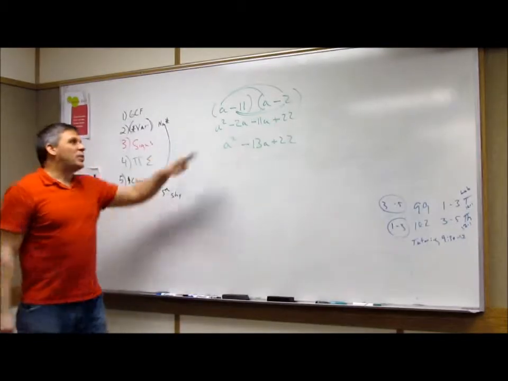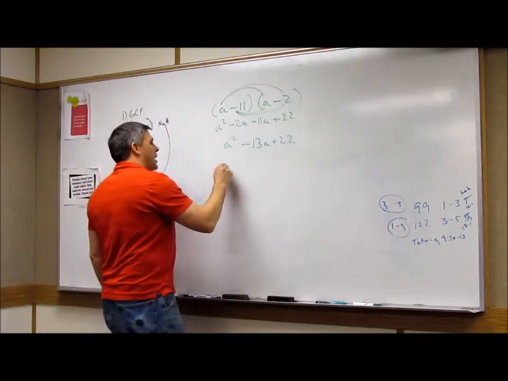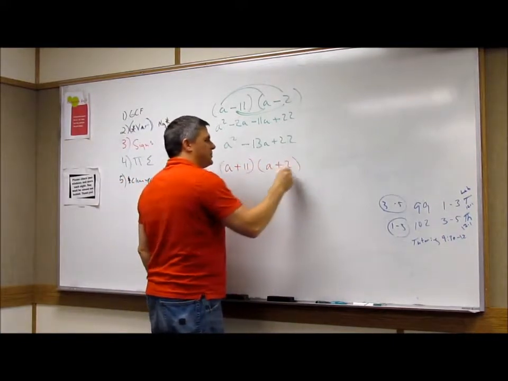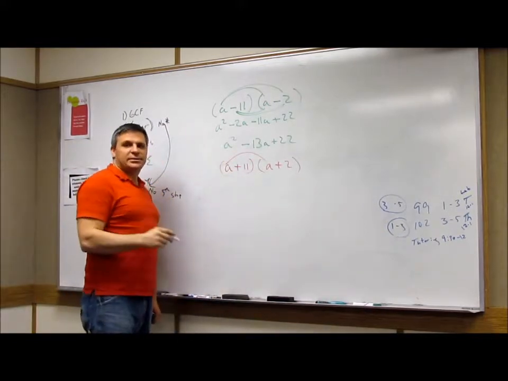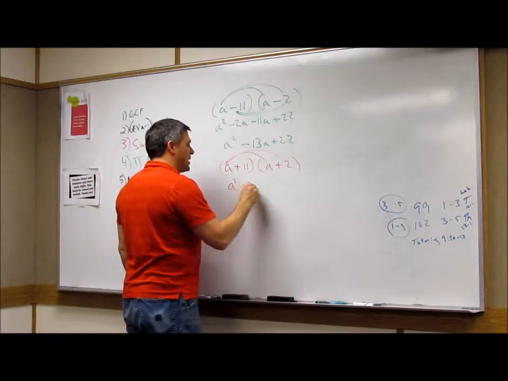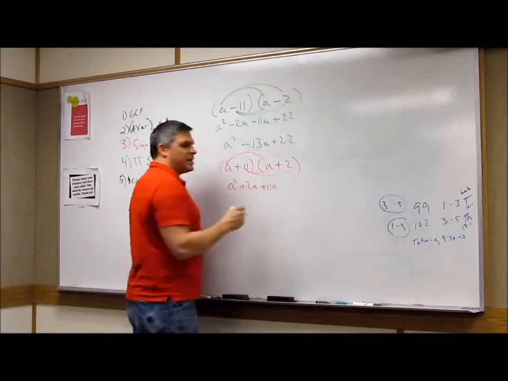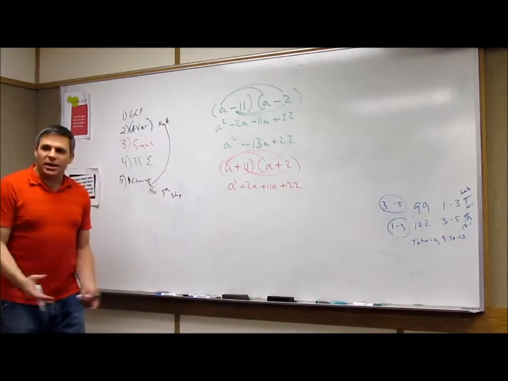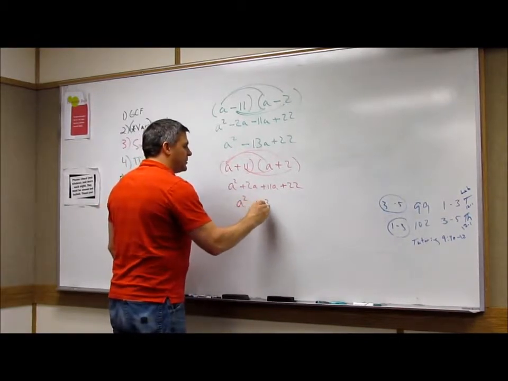Now in the same aspect, what if they were positive? A plus 11, A plus 2. Same thing. A times A is A squared. A times 2 is 2A. 11 times A is 11A. And 11 times 2 is 22. When I add them all up, I still add the A's up, and I get A squared plus 13A plus 22.